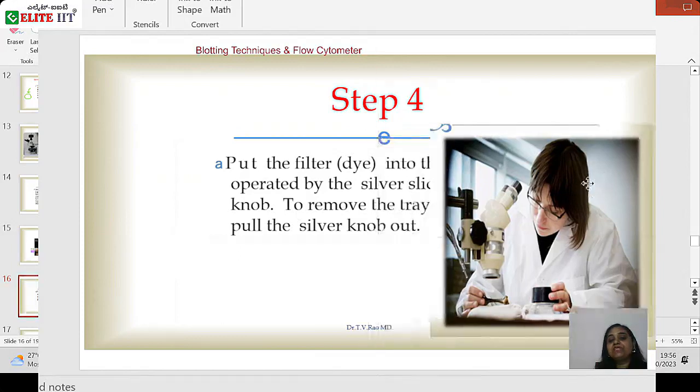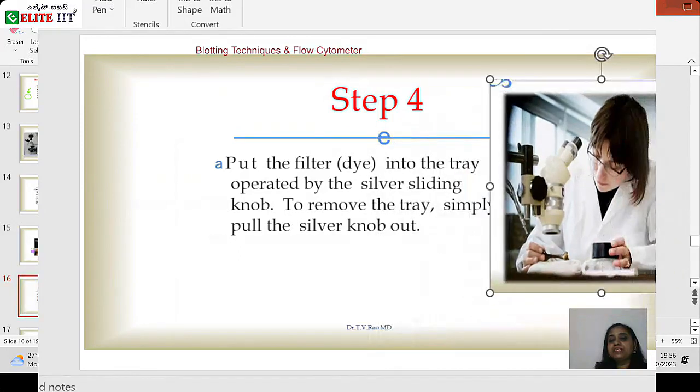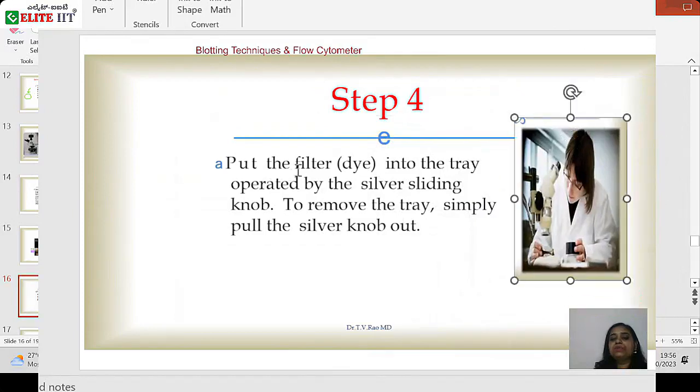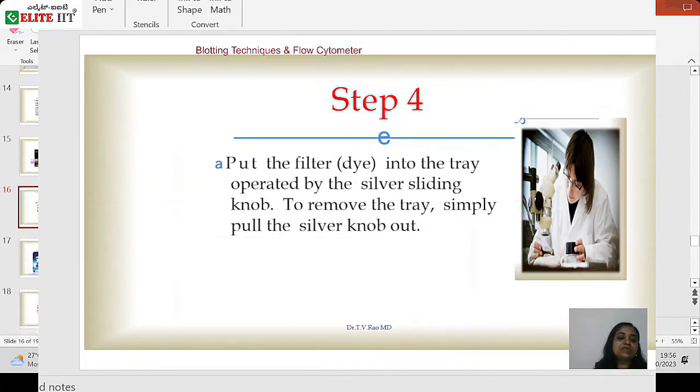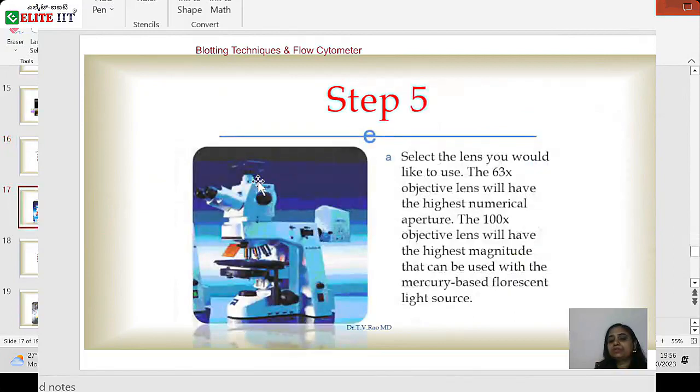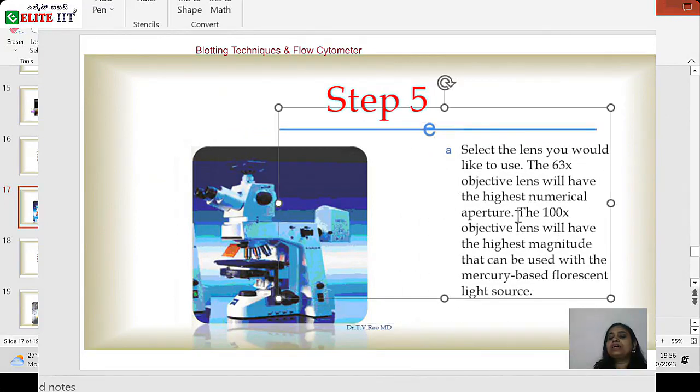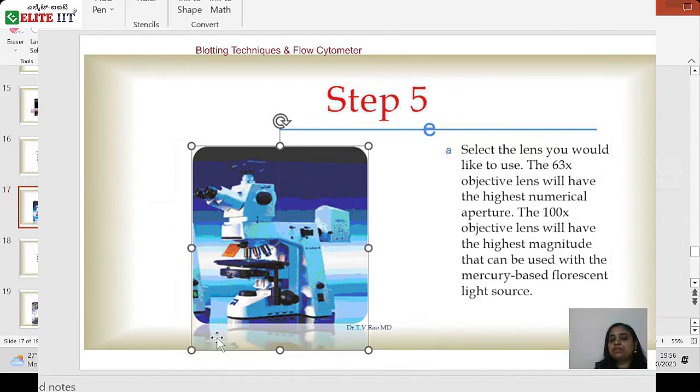Now put the filter. The next step is to put the filter into the tray operated by the silver sliding knob. To remove the tray, simply pull the silver knob out. It is not possible to understand this simply by description. In this case, it's like a normal microscope. We generally check at 10x, 20x, then 100x resolution. So in this machine also, these types of lenses are there. You can watch through 63x and you can watch through 100x.